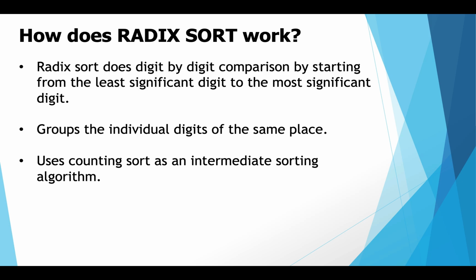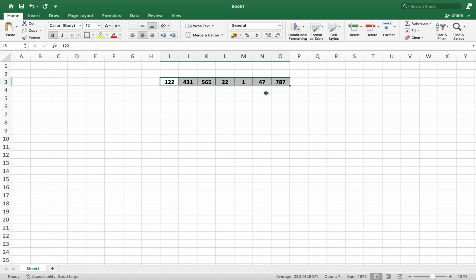Let's now start understanding how the Radix Sort algorithm works. This is our problem array that we are going to sort using the Radix Sort algorithm. From this array, we are going to first pick out the maximum element. So what's the maximum element of this array? It's 787. Now we are going to find out how many digits the maximum element of this array has. So 787 has 3 digits.